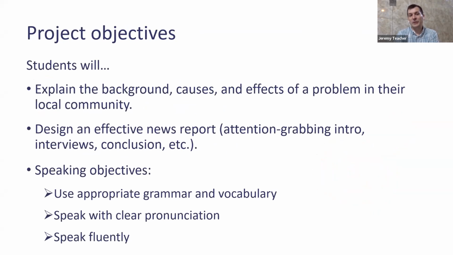So the first objective was students would explain the background, causes, and effects of a problem in their local community. This is where the critical thinking came in, because I really wanted them to take a close look at their community and how different problems happen and how they affect their lives. The second major objective was to design an effective news report. So they needed to have an attention-grabbing intro. They needed to convey the information in a certain interesting way using interviews, narration, and other things. They needed to have a good conclusion, and so on.